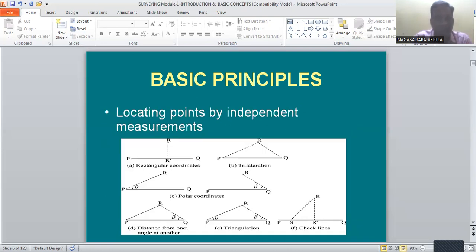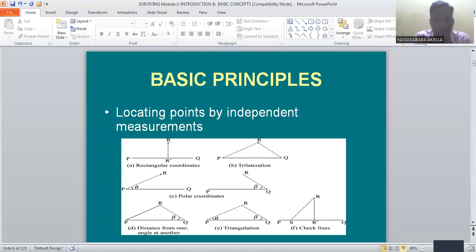Here are the diagrams which I described earlier in the previous slide. Locating points by independent measurements. See the first figure A, rectangular coordinates. P and Q are our known reference points. You have to establish R.